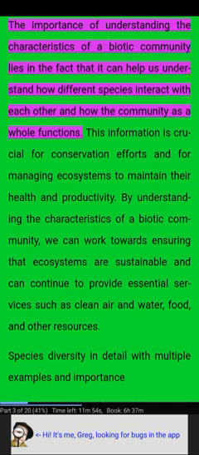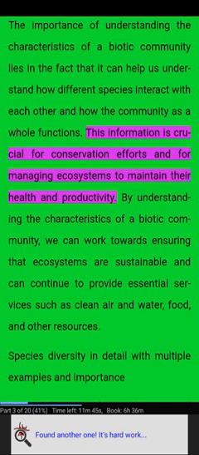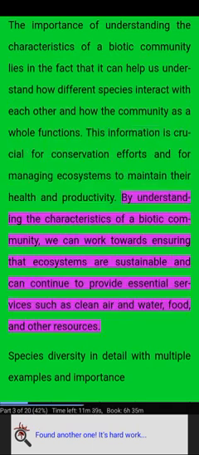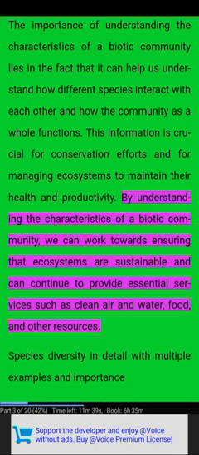us understand how different species interact with each other and how the community as a whole functions. This information is crucial for conservation efforts and for managing ecosystems to maintain their health and productivity. By understanding the characteristics of a biotic community, we can work towards ensuring that ecosystems are sustainable and can continue to provide essential services such as clean air and water, food, and other resources.